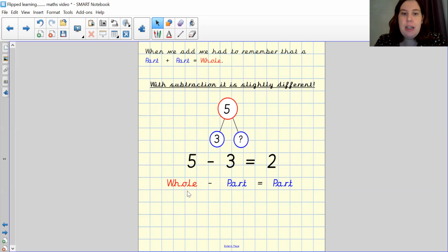So the sentence we're going to learn is whole, take away part, equals part. Your turn. Let's try that again. That's a little bit tricky. Whole, take away part, equals part. Well done, year one. That was fantastic.